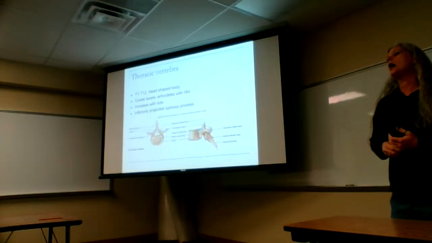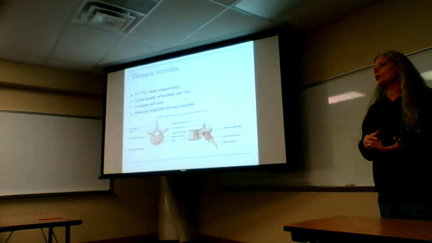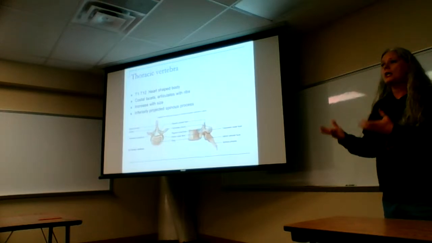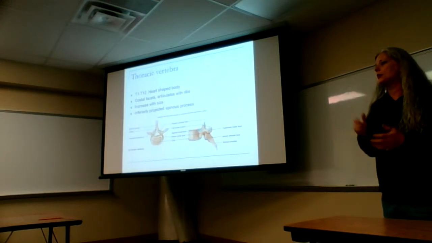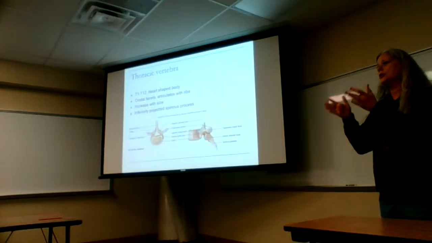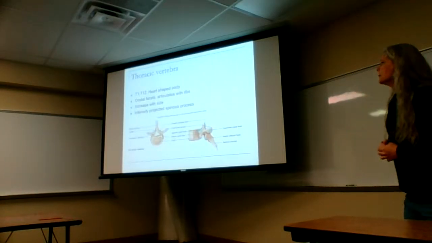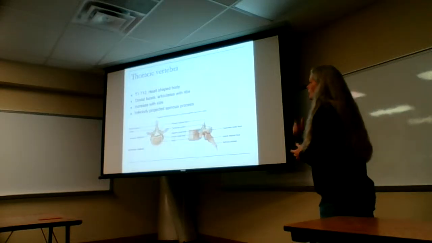So when you're looking at other mammals or birds or what have you, you know how many thoracic vertebrae they have by counting how many pairs of ribs they have, because every single rib has to attach to a thoracic vertebrae. If it doesn't have a rib, it's not a thoracic vertebrae. So we got 12 pairs, so 12 thoracics.